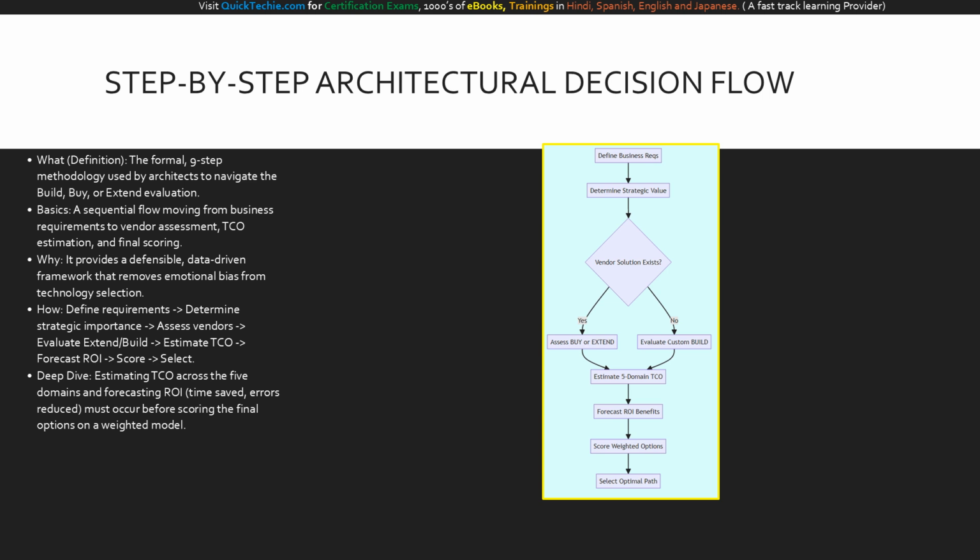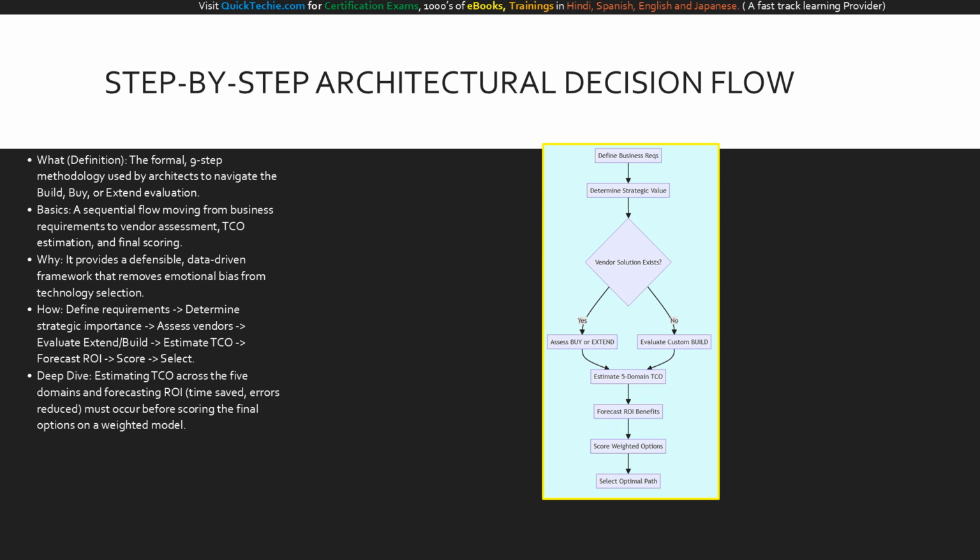Diving deeper, the critical bottleneck is step 6 and 7. You must aggressively estimate the TCO and forecast the tangible ROI like hard time saved or error reduction before you ever attempt to score the options on your weighted decision matrix. This sequential flowchart maps out the exact life cycle of an AI architectural decision. We begin at step 1, defining the business requirements, moving smoothly into step 2 to determine strategic value.